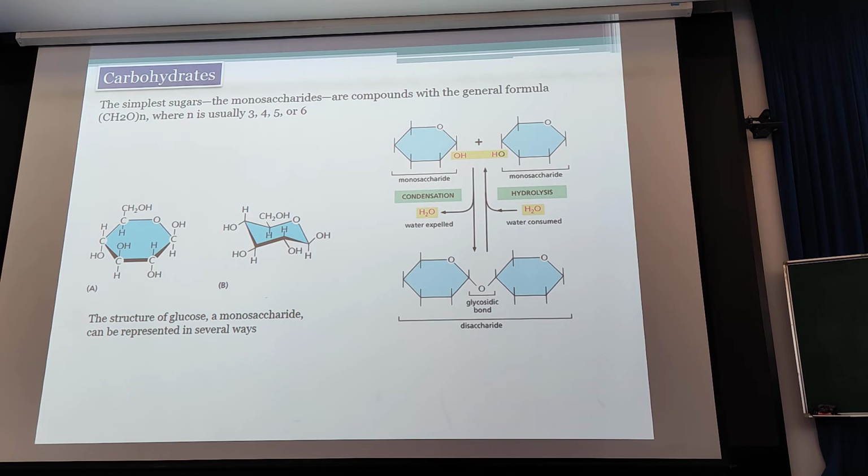And 2 monosaccharides are linked together by a glycosidic bond through a reaction. Remember the name of the reaction: condensation, in which 2 molecules join together to form 1 molecule with the loss of a water molecule. And in the reverse way, we have hydrolysis.